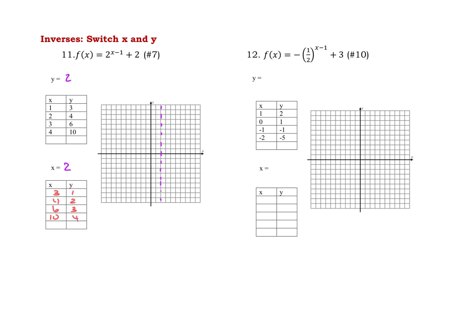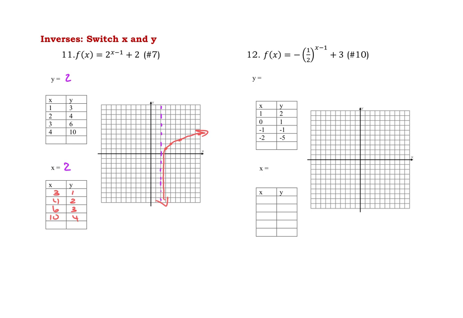So I count over 3, 1. And then 4, 2. And then 6, 3. And then 10, 4. So I'm going to come up the asymptote and turn. And that is what the inverse looks like.